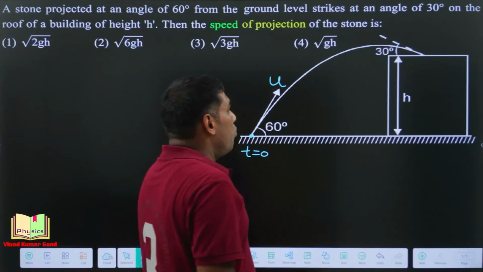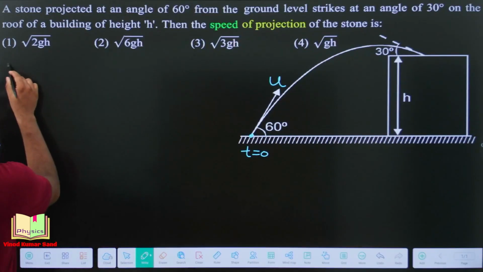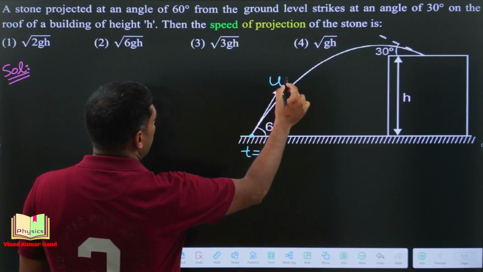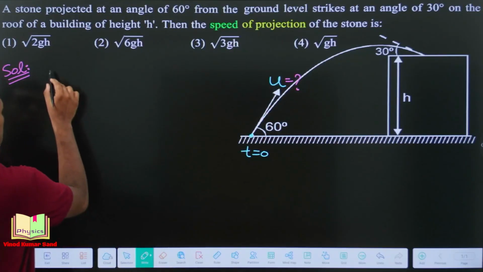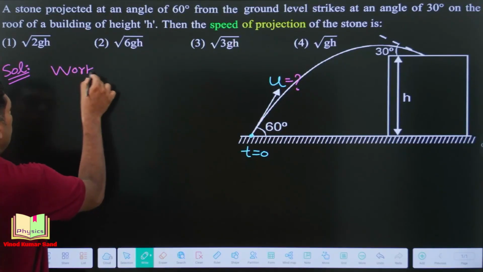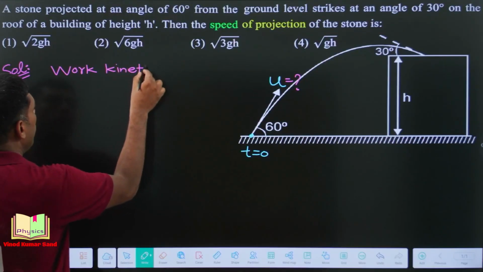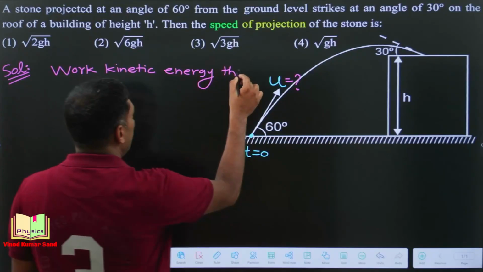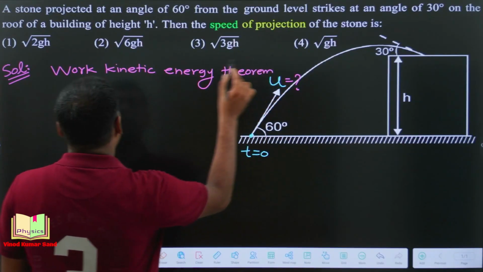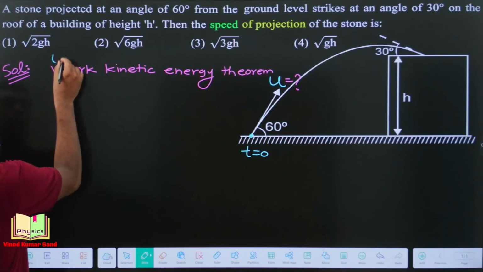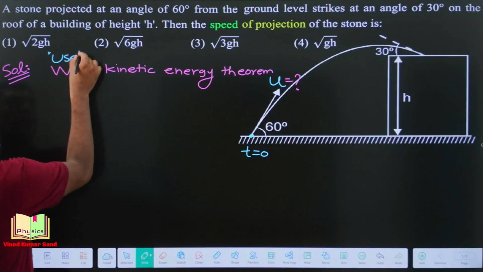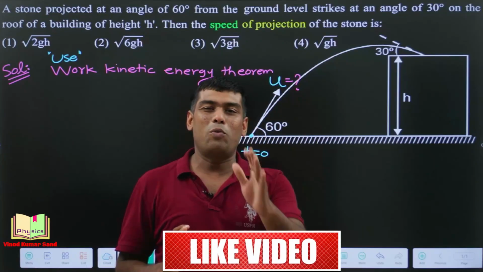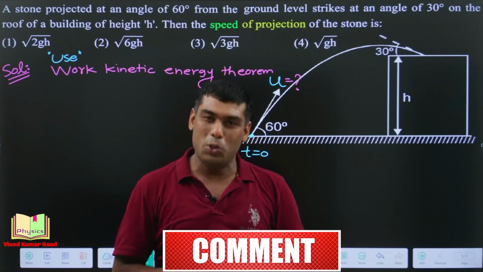First of all, we are writing the work kinetic energy theorem. Our target is to obtain this u. Using the work kinetic energy theorem, we can write work done by all the forces is equal to change in the kinetic energy. Keep in mind, in physics, whenever there is a question in which you need to find the speed, you can always use the work kinetic energy theorem.